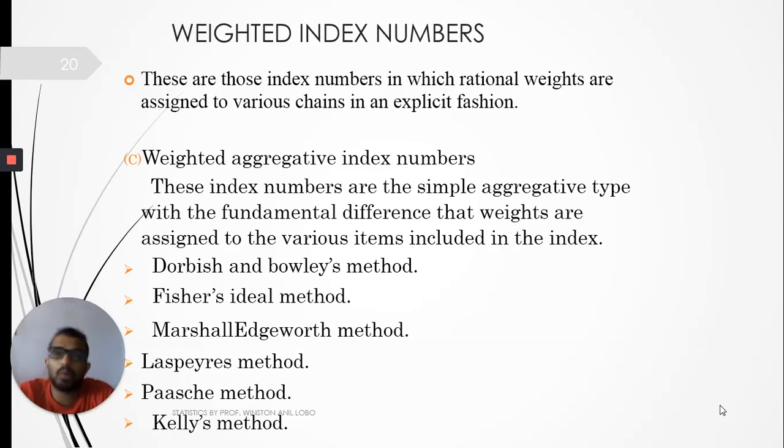And what are the different methods of weighted index numbers now? In weighted index numbers, we have Dorbish-Bowley's method, Fisher's ideal method, Marshall-Edgeworth's method, Laspeyres' method, Paasche's method, and Kelly's method. So many methods are there in weighted index numbers.